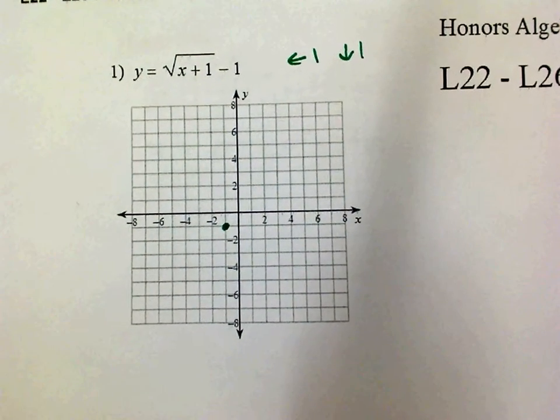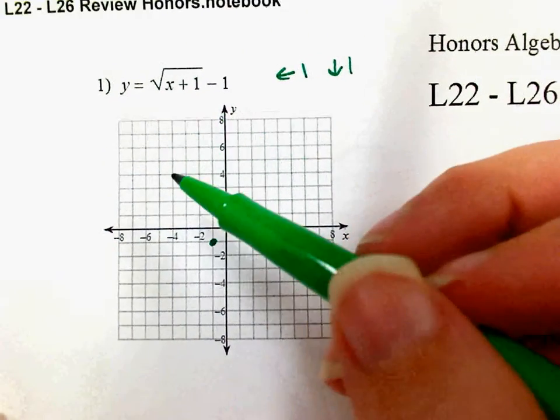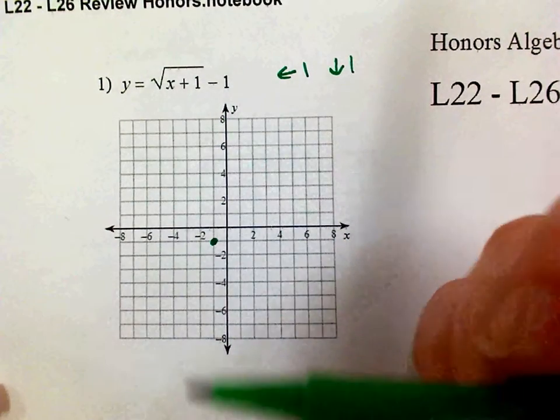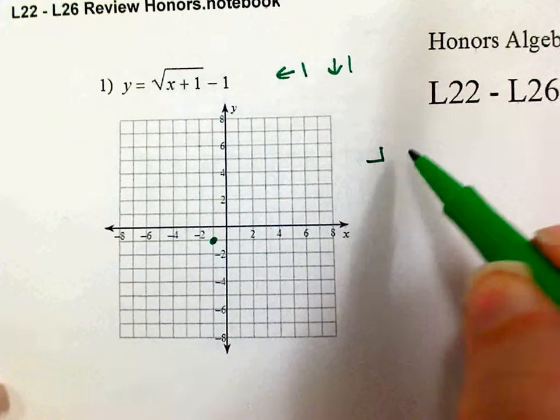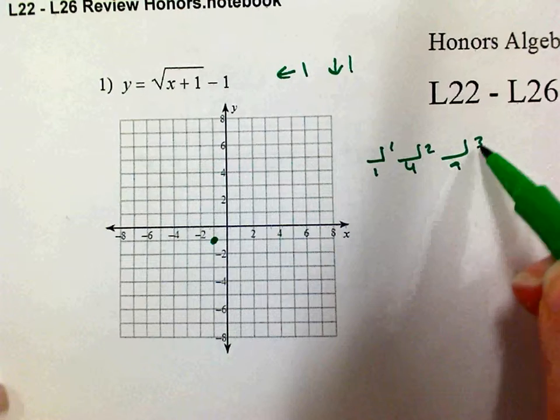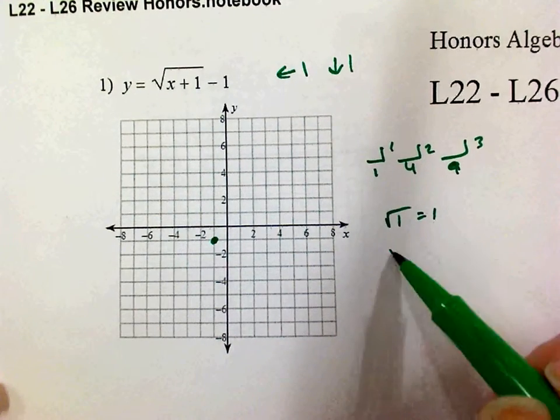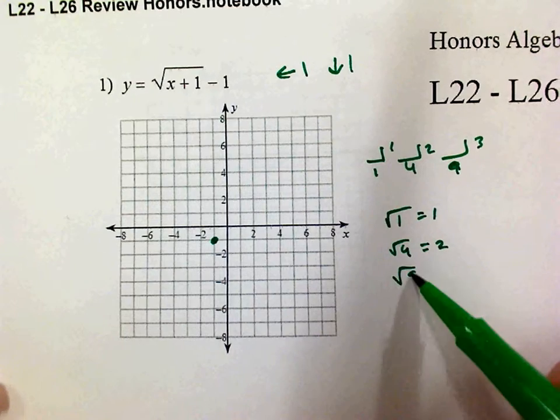Now, there's not a number in the front, and there's not a number on the front of the x on the inside, so there's no vertical stretch or compression, there's no flip, there's no negatives. So I know that the pattern is just the normal pattern, 1, 1, 4, 2, 9, 3. Okay, and I get those from knowing the square roots. Square root of 1 is 1, square root of 4 is 2, square root of 9 is 3.